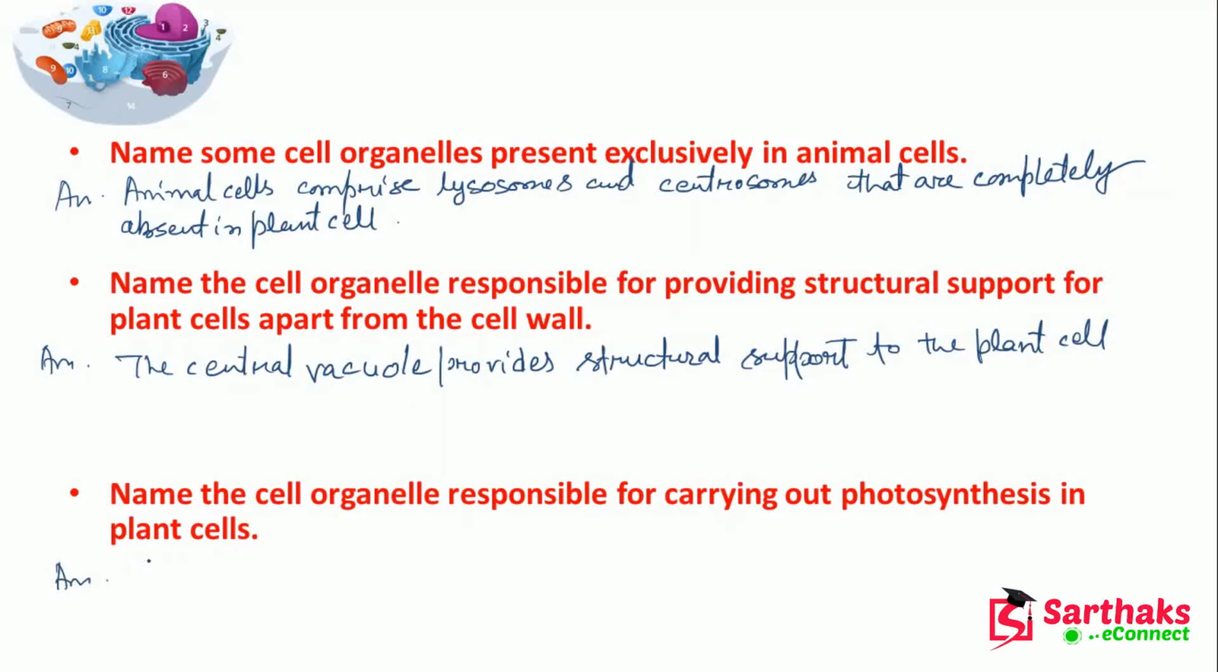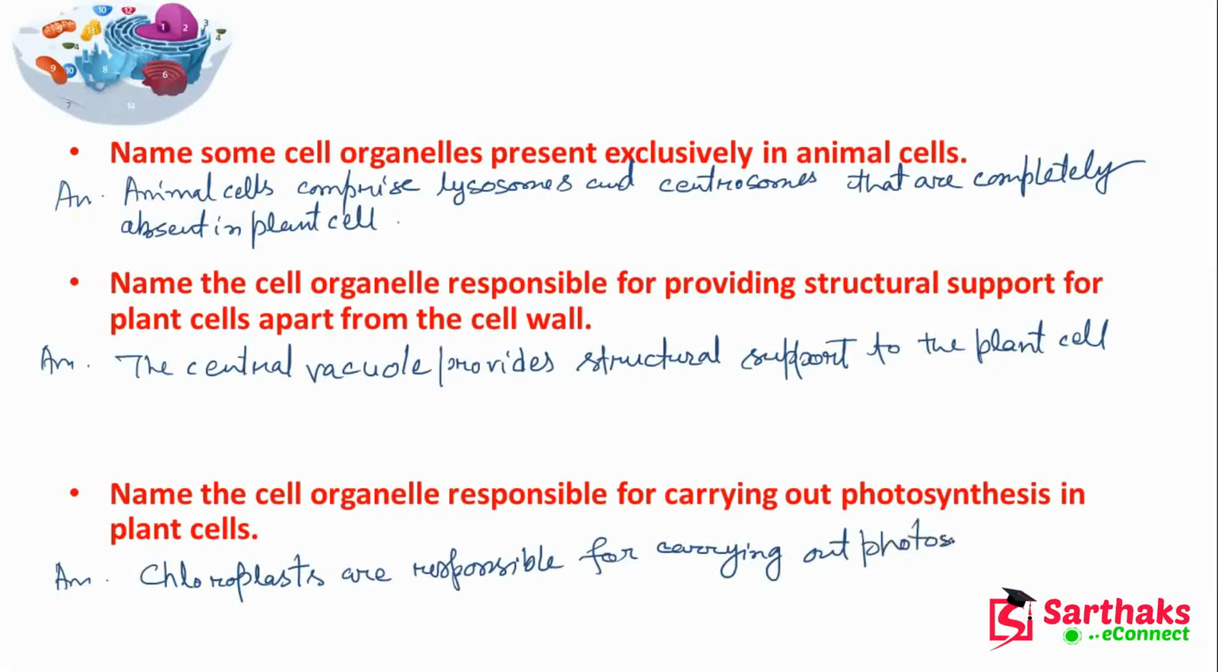The next question is: name the cell organelle responsible for carrying out photosynthesis in plant cell. So the main thing is the chloroplast. Chloroplasts, which are plastids, are responsible for carrying out photosynthesis in plant cells.